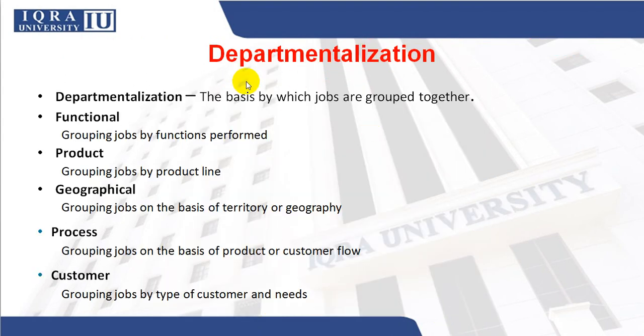So now we are going to discuss what is departmentalization. Departmentalization is simply grouping individuals into units and units into departments. This is what we have written here as well, the basis by which jobs are grouped together. We have 5 types of departmentalization. Number 1 is functional, then product, geographical, process, and customer. We will discuss each and everything in detail.